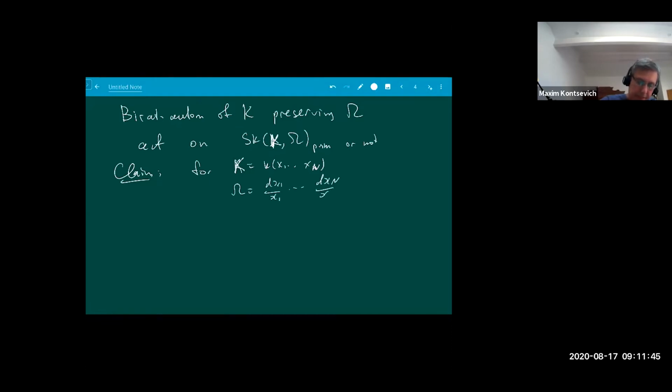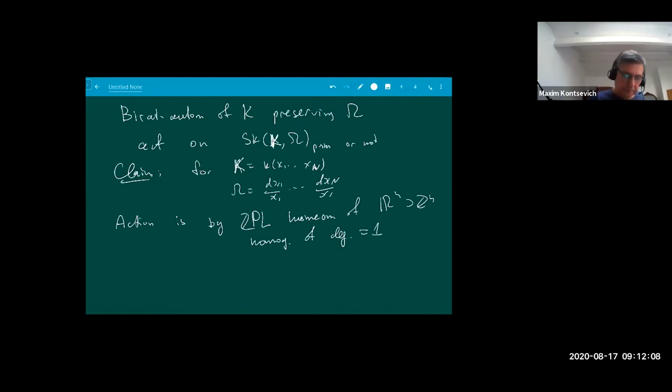the action is by piecewise linear homeomorphisms with integer coefficients of R^n containing Z^n, which are homogeneous of degree 1. Yeah, so here is just an example of such a map.